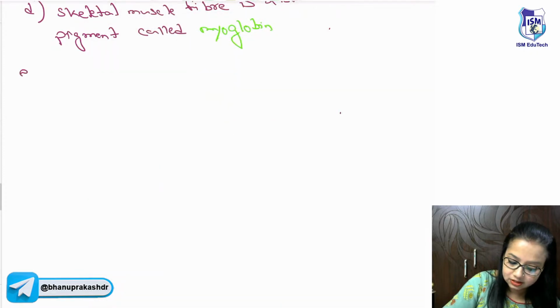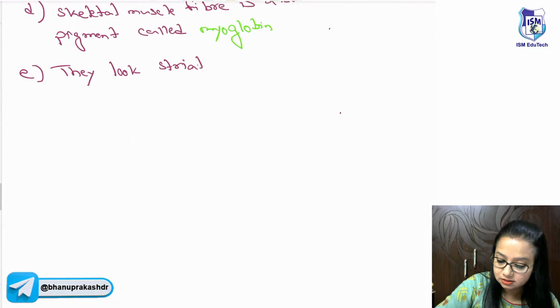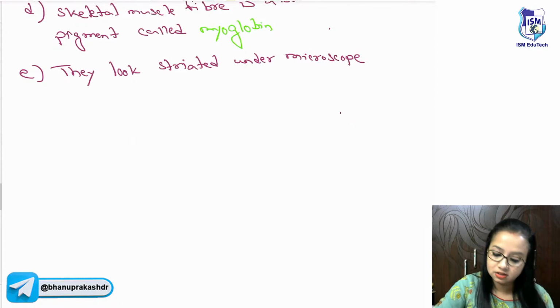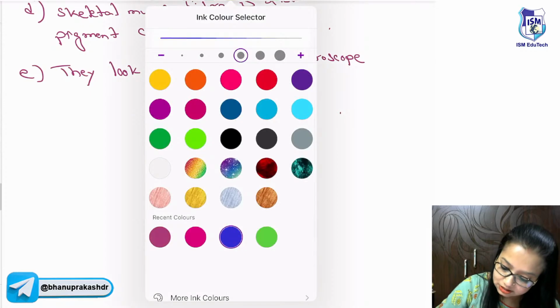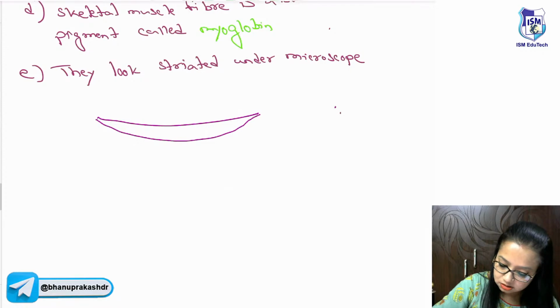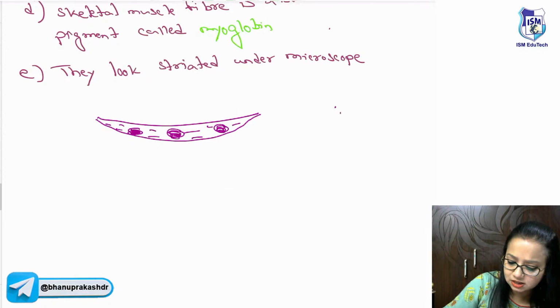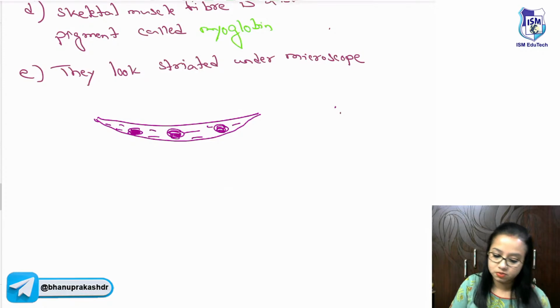They look striated under a microscope. They look like there are striations. So it is something like this. Okay, it's multinucleated, and there are striations also. Okay, roughly it will look something like this under a light microscope.